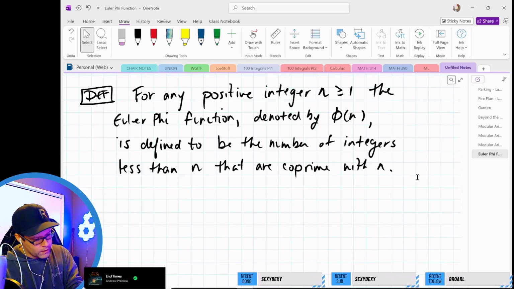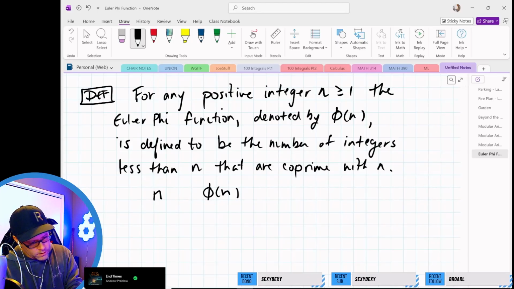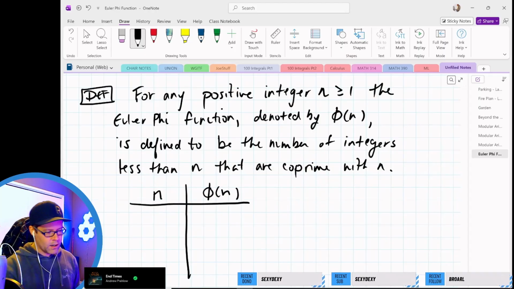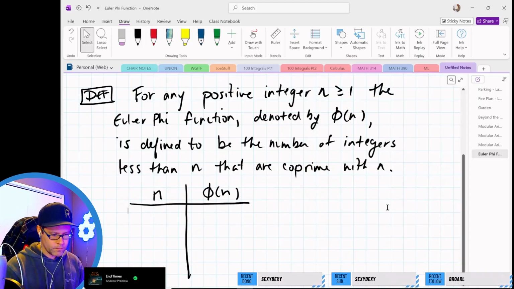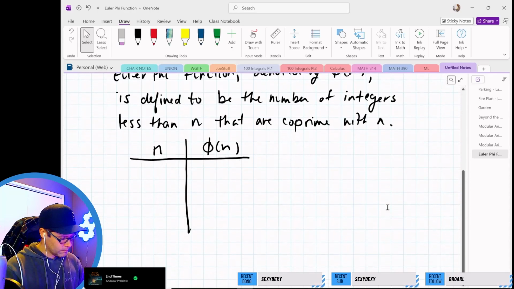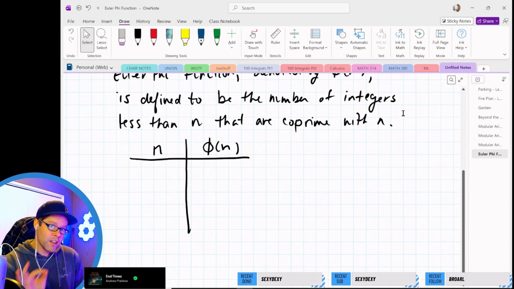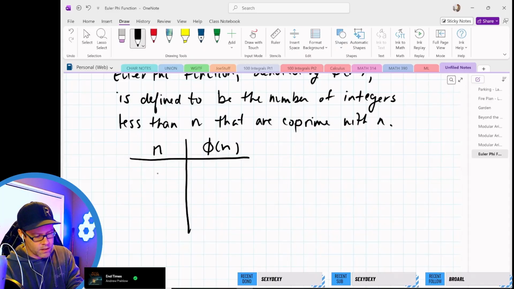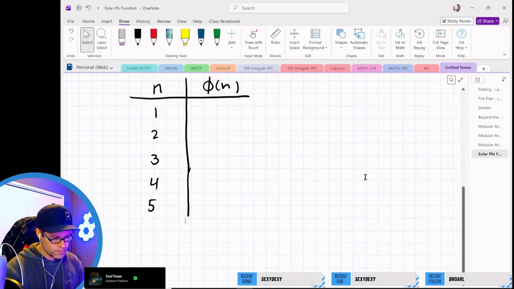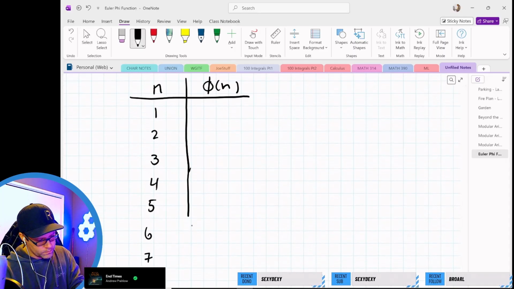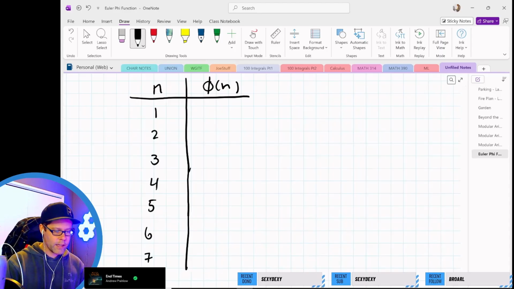So let's list the first couple of numbers and try to determine the corresponding number of co-prime integers. According to the definition, we should be able to do this for any positive integer. So we could start at 1. Maybe we'll just list the first 10. Let's say 3, 4, 5, and we'll go all the way up to 10. We'll add some more rows here at the end.